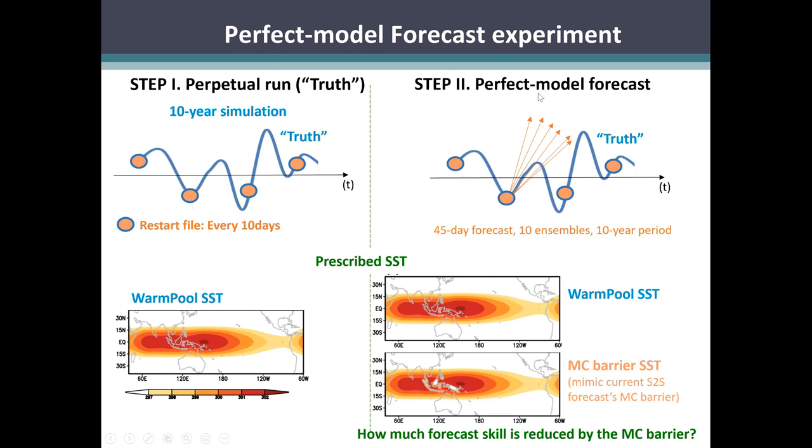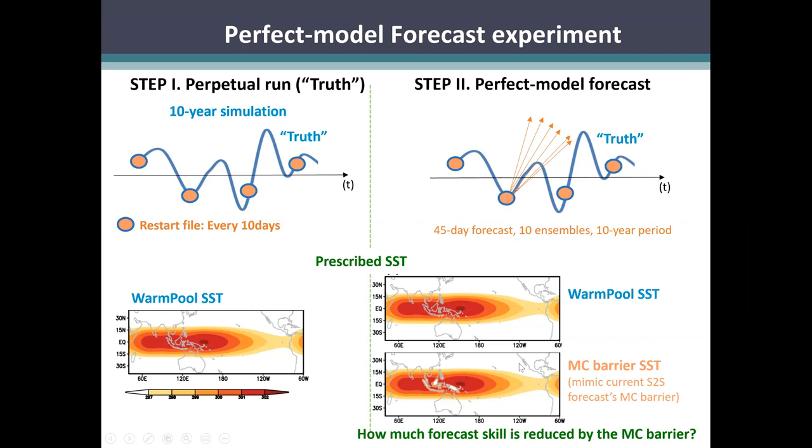And then in step two, we do a perfect model forecast experiment. Here we use this restart file to initialize the model and then make a 10-ensemble, 45-day forecast over the 10-year period. In this case, we use warm pool SST as a control simulation. If we compare the ensembles with the truth, that gives us an estimate of potential predictability, given that it's a perfect model experiment and the only error comes from the initial condition.